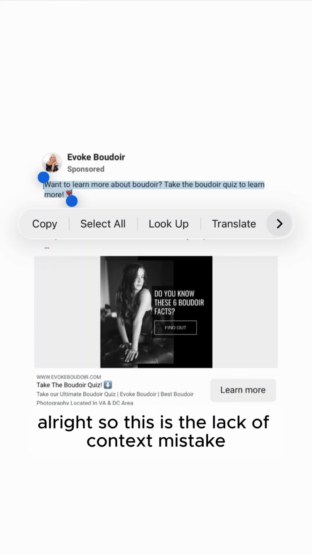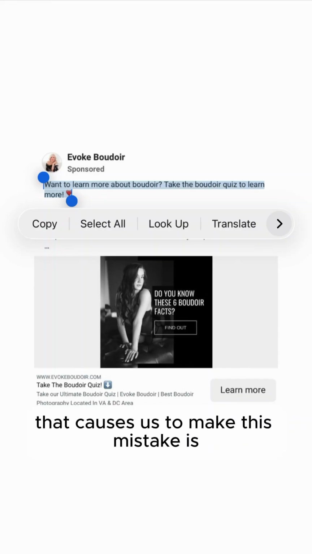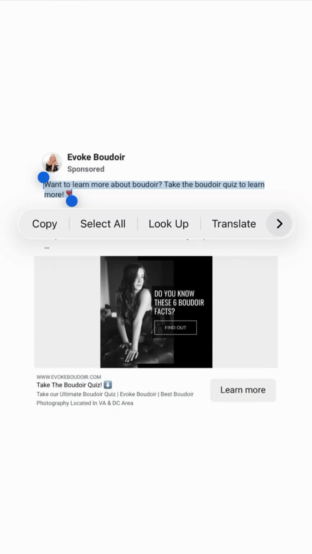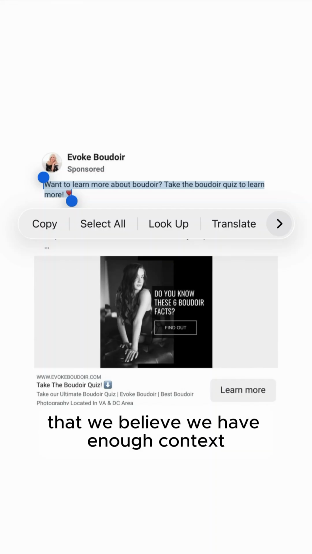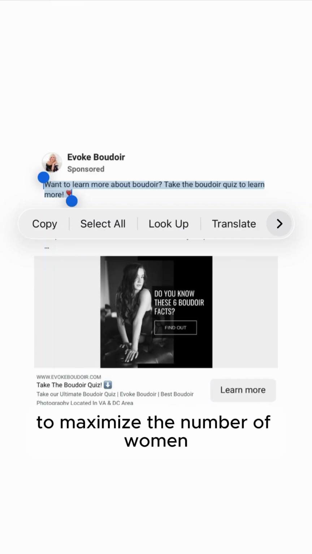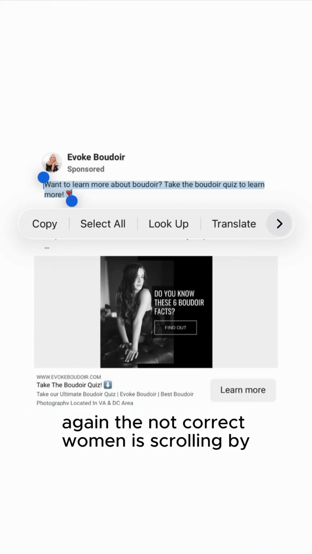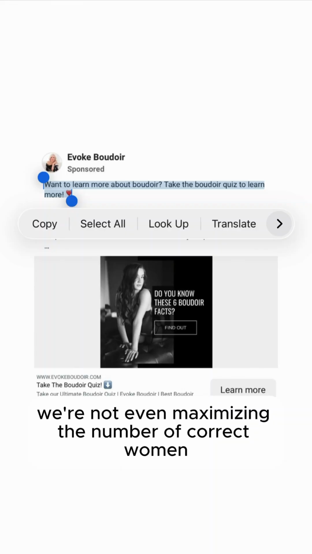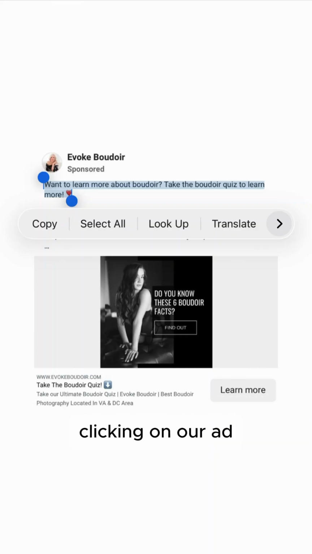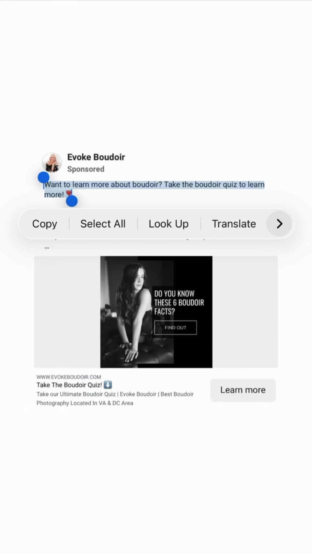All right, so this is the lack of context mistake. So the false belief that causes us to make this mistake is that we believe we have enough context to maximize the number of women, the right women, clicking on our ad. Again, the not correct women to scroll on by, but we're not even maximizing the number of correct women clicking on our ad. We only got one point of context here.